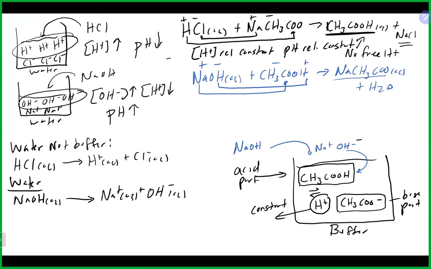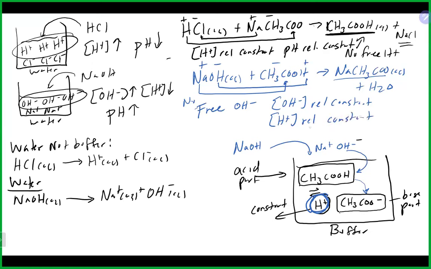So really, in this case, we're going to basically make more of this guy. And once again, we are not injecting any more H plus into the solution. There's no free OH minus happening in this solution, which means that the concentration of OH minus stays relatively constant. And again, because OH minus and H plus are tied to each other, if the OH minus concentration doesn't change, then basically our H plus concentration will remain relatively constant, and thus our pH will also stay relatively constant as well.